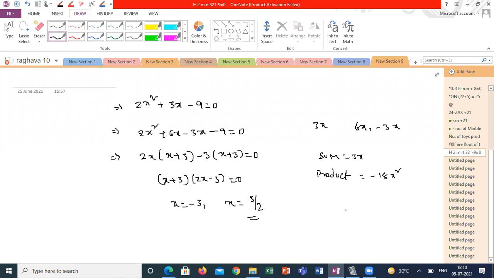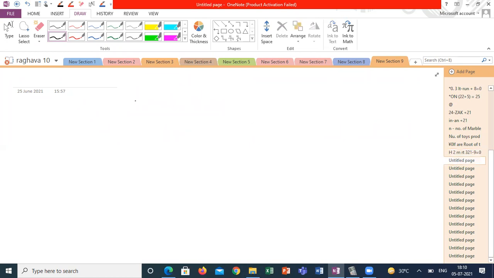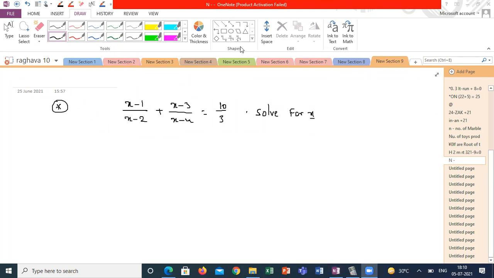Shall I go for one more question, guys? My next question is x minus 1 by x minus 2 plus x minus 3 by x minus 4 is equal to 10/3. Solve for x. How to do this question? First explain, anyone? Durlok, Akshita, Aditi. How to do this question?